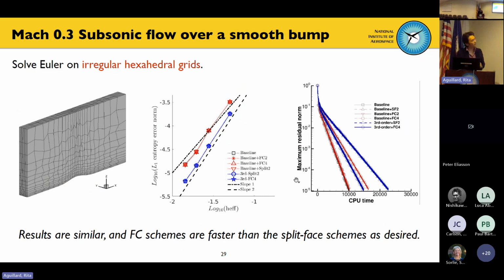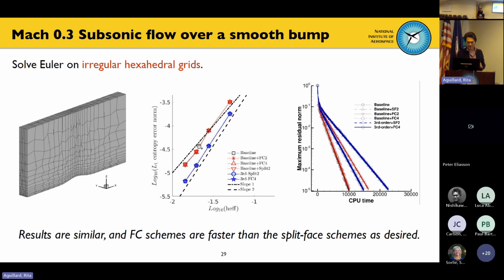And the Mach 0.3 subsonic flow over a smooth mount. This is the irregular hexa mesh again. And this was to demonstrate 3rd order accuracy on a curved boundary. We don't need a curved mesh to achieve 3rd order accuracy, but we use a high order exact surface normal vector to apply boundary conditions.